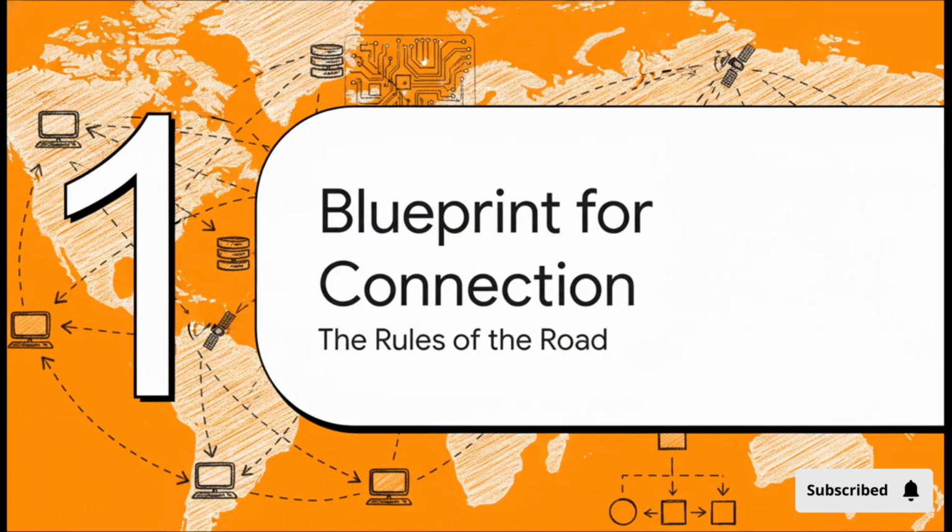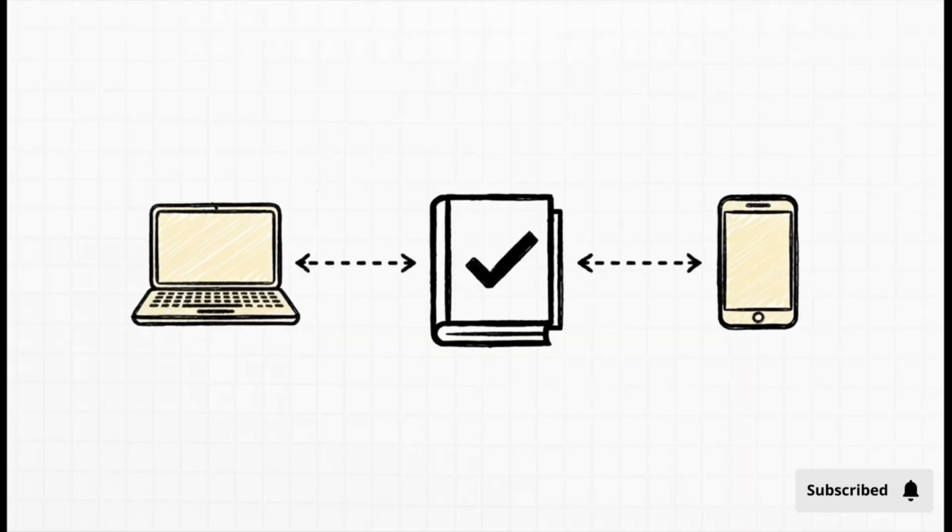All right, so just like our postal service, you can't just toss a package in a box and hope for the best. There has to be a universal system, a shared blueprint, so that a computer in Tokyo can talk to a phone in Toronto without any confusion. And that's where protocols come in. A protocol is really just a fancy word for a set of rules that everyone agrees on.